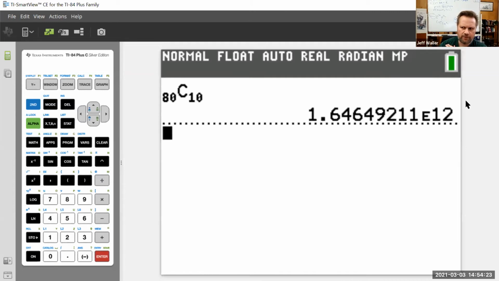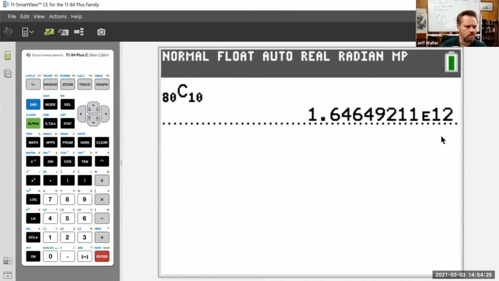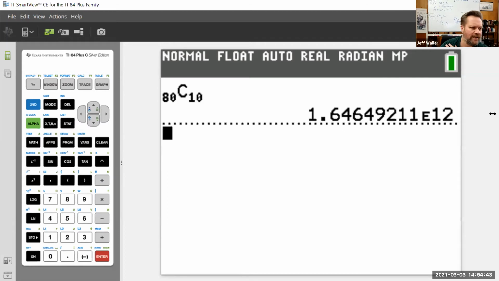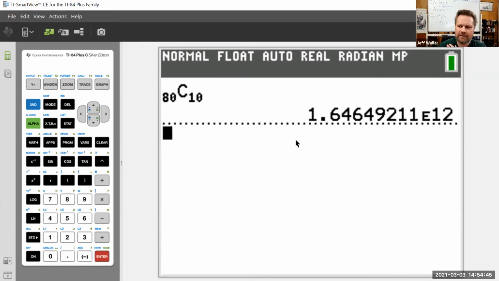Does anyone understand what this number is? What does this mean back here? Anybody know? There's 4 zeros. Oh, no, I'm sorry, 12 zeros. 12, yeah, because this means times 10 to the 12th. So if I move the decimal over 12 times, do you understand? This is actually 1.6 trillion.